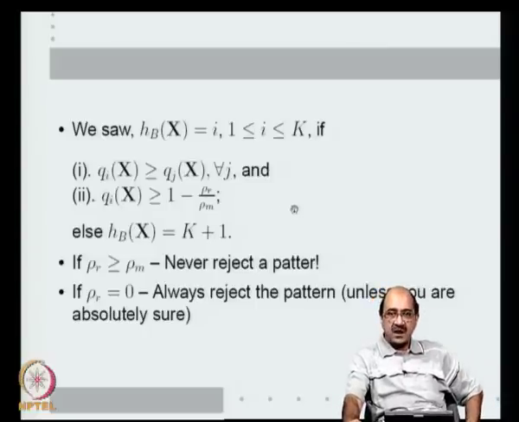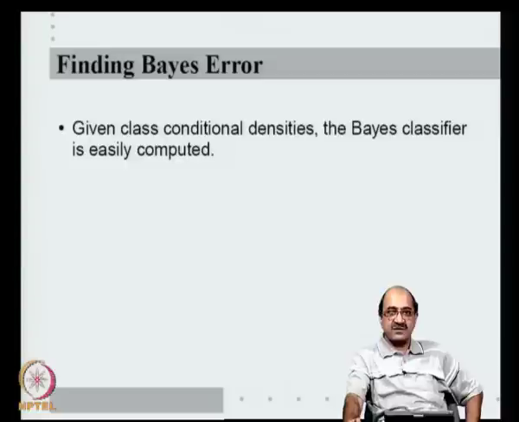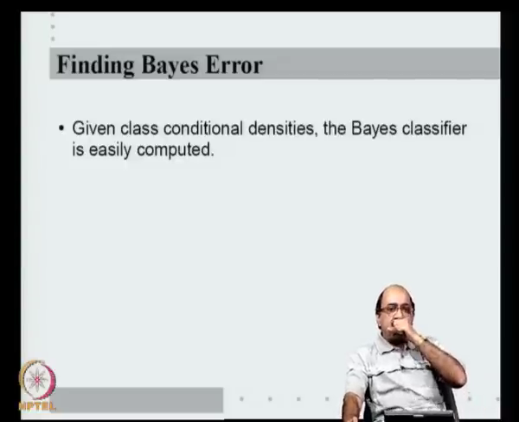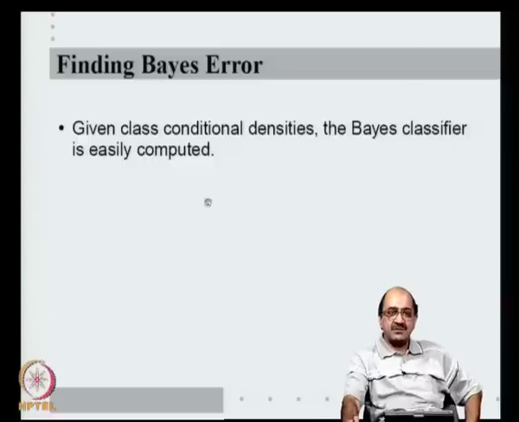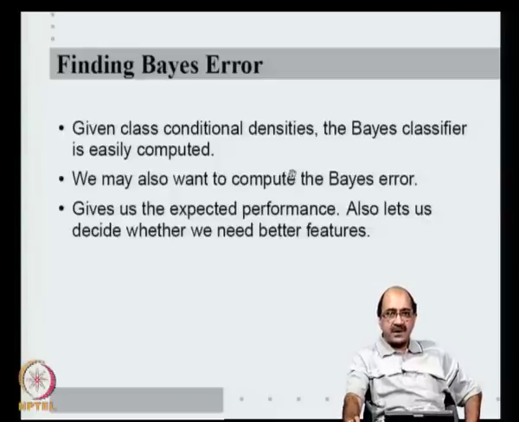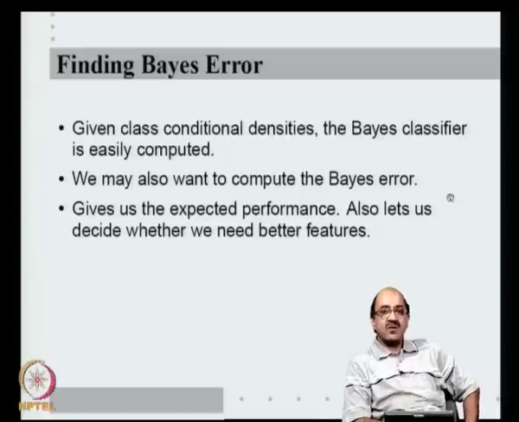Let us move to one other important issue with the Bayes classifier. How do I find the Bayes error? From all the examples we considered so far, given class conditional densities, the Bayes classifier is easily computed. Right. For various loss functions, we know how to compute it. Now, we may also want to compute the Bayes error, because that tells me the expected error of the classifier, the expected risk of the classifier.